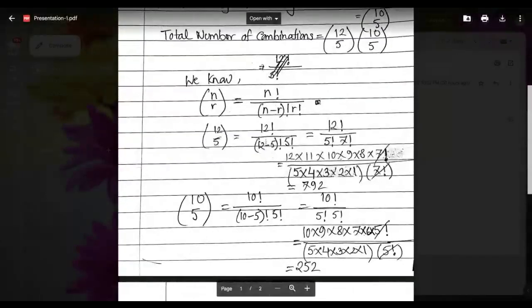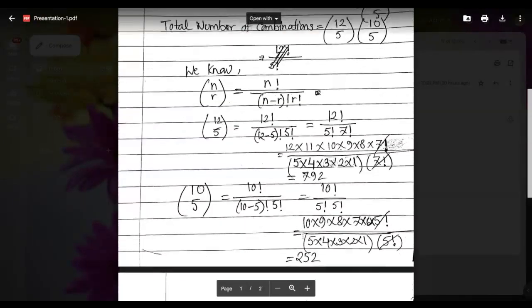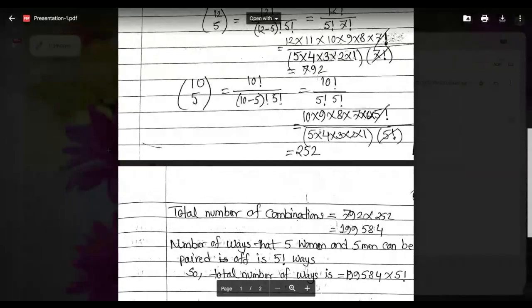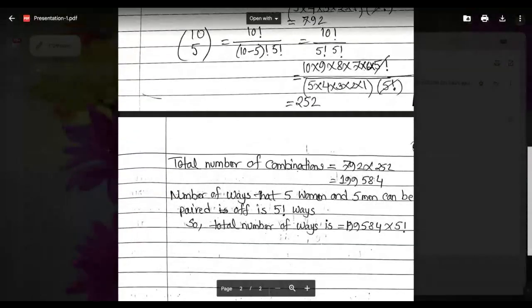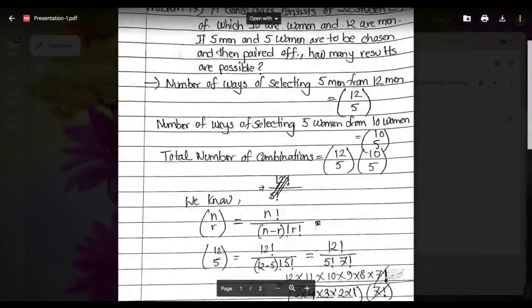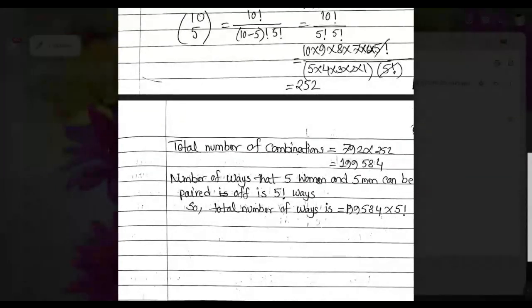So I just did the calculations over here for 12 choose 5 and 10 choose 5. We can use that formula, which is n is 12 and r is 5. So 12 factorial divided by 12 minus 5 factorial multiply 5 factorial. So I just did the calculations over here. I cancel out the 7 factorial and 7 factorial, and I just show the calculations over there for each of them. Yeah. And then I have total number of combinations is we multiply both of them. This is what we get. And number of ways that 5 women and 5 men can be paired off is 5 factorial ways. So the total number of ways, they want to know the results, how many results are possible. So we multiply the total number of combinations with the 5 factorial.